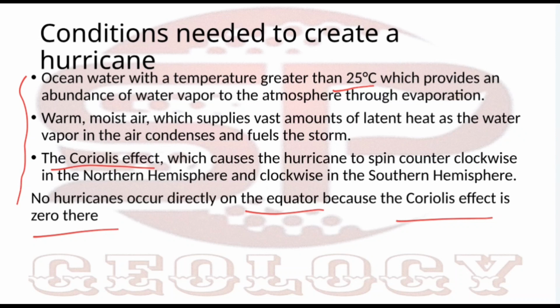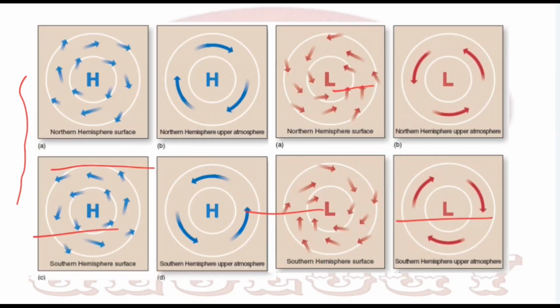But in the tropical region, the winds start to deflect. But at the equator, the wind doesn't deflect. So without deflection, they cannot produce a circular path. This is the northern hemisphere condition. It will produce an anti-clockwise cyclone, and in the southern hemisphere it will produce a clockwise cyclone.